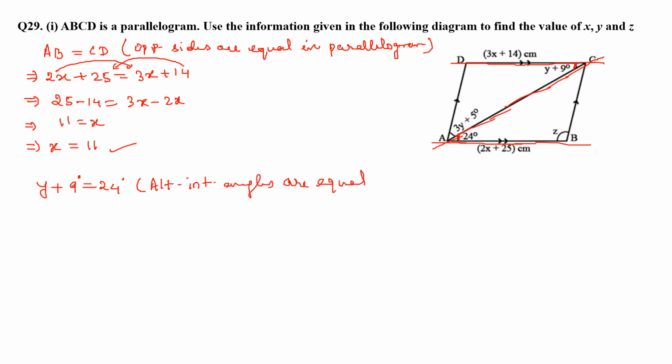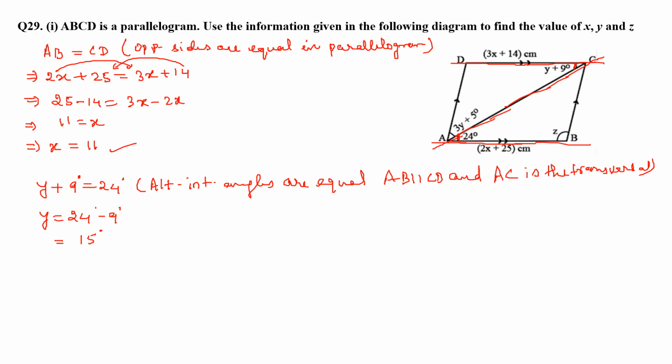Okay. And you can give some more reason like AB parallel to CD and AC is the transversal. Okay, you can give this much reason. And then now you have to solve it. So y value is equal to 24 degree minus 9 degree. And if you do 24 minus 9, you will get 15 degree. So this is the value of y.